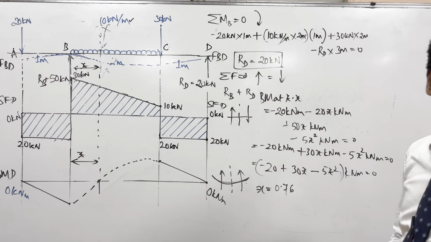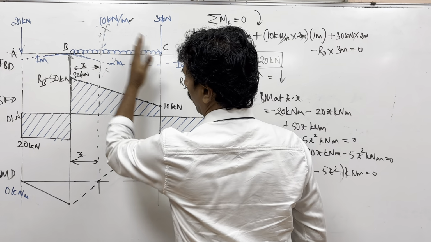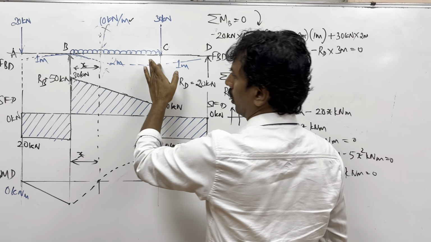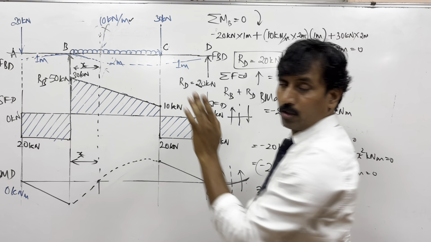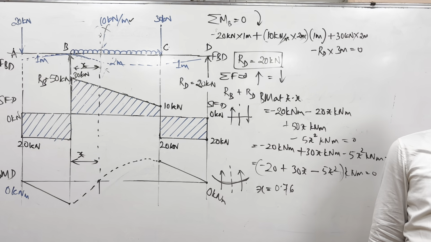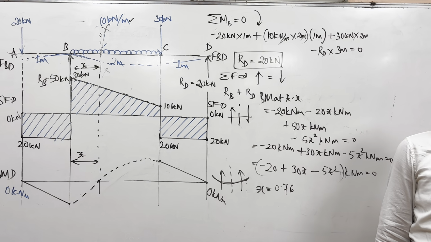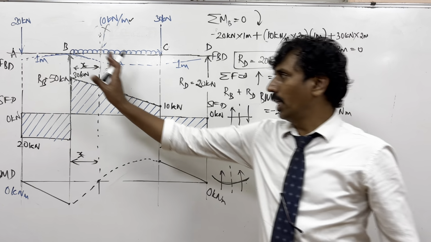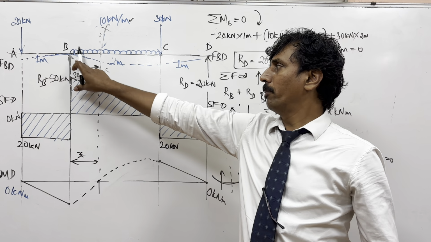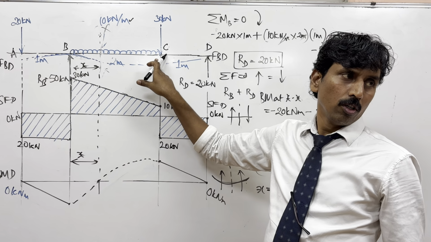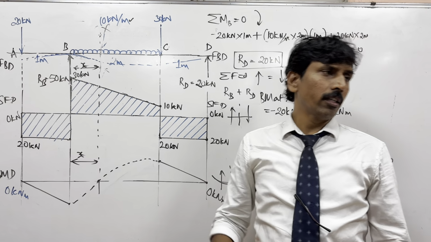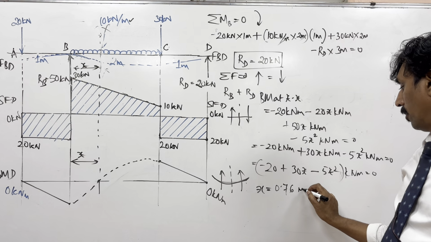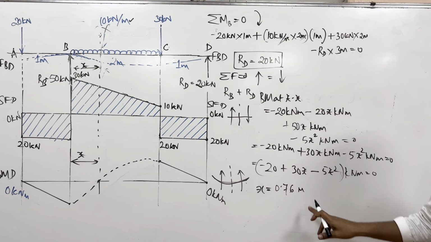So 0.76 is the feasible answer, because this x couldn't have been beyond 2 meters, because you wanted this x somewhere between 0 and 2. You understood what I am saying? One answer was out of the limits. You can't have 5.23 because from here to here itself is 2 meters. So 5.23 you neglect, and the other answer is 0.76 meters.